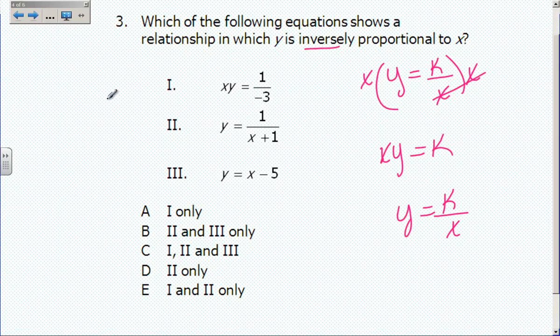So if you look at number 1, I have x times y is equal to a fraction, and that's totally okay because our k doesn't have to be a whole number. So this one will work because it fits this one. This is number 1. Number 2, however, does not have k over x. What it has is k over x plus 1. Well, that's not what this says. It just says over x, so this one will not work. Neither will this one, because it's not even a division problem, and there's no way to rewrite this to make it a division problem, so this doesn't work either. So the only one that works is 1, which happens to be A.